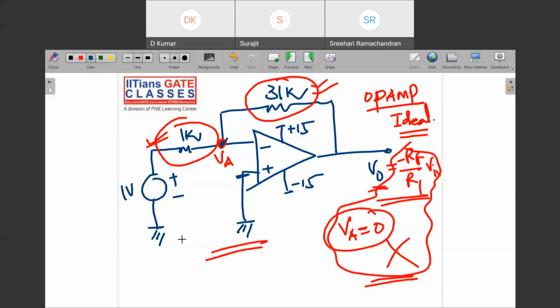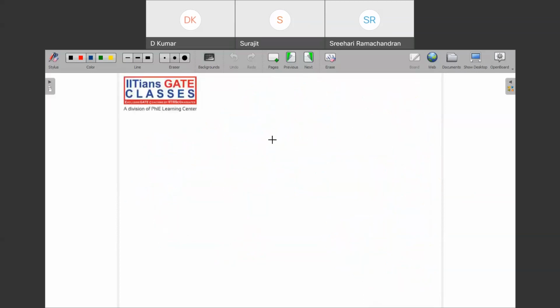In this case, if the op-amp is saturating to the positive rail, the output will be 15, and forget about the op-amp. Then you calculate this. So can you calculate VA now? Now you can calculate VA. Sir, actually, 0.5 volt.